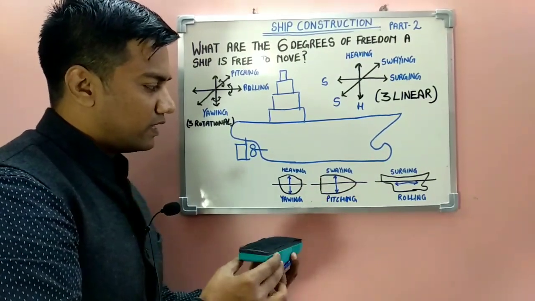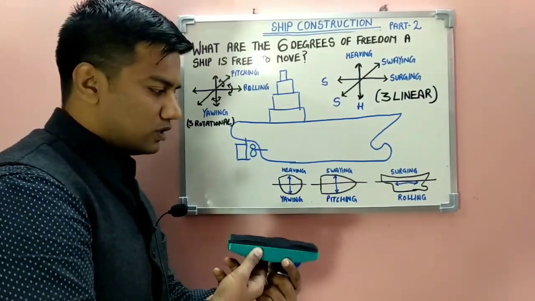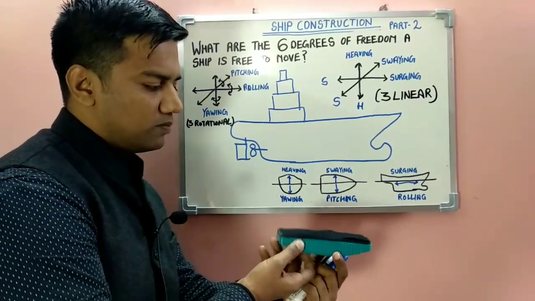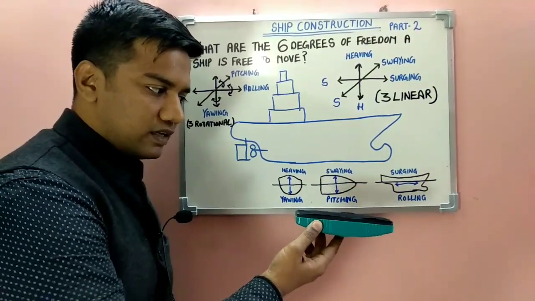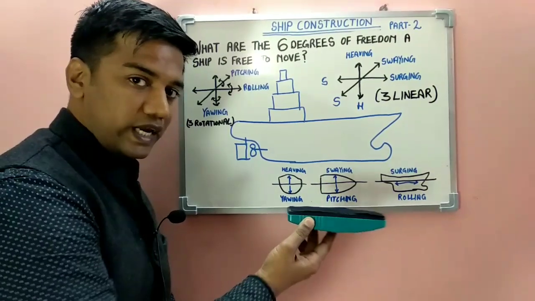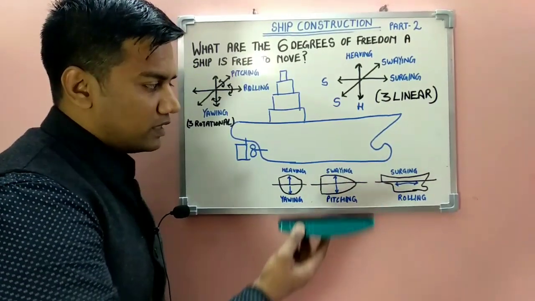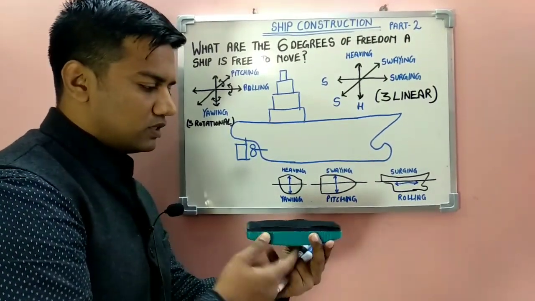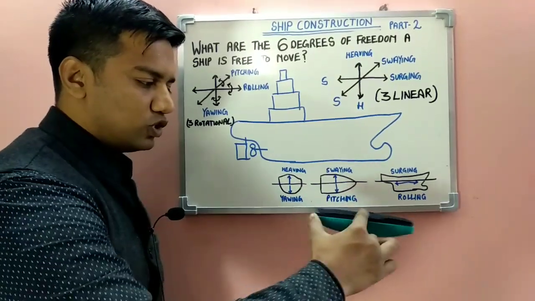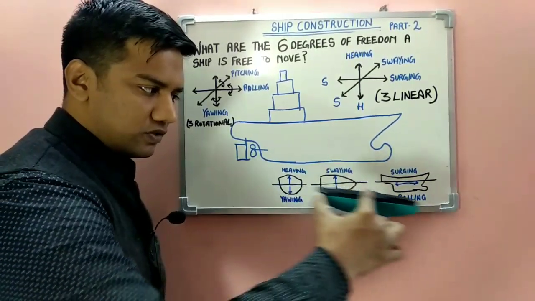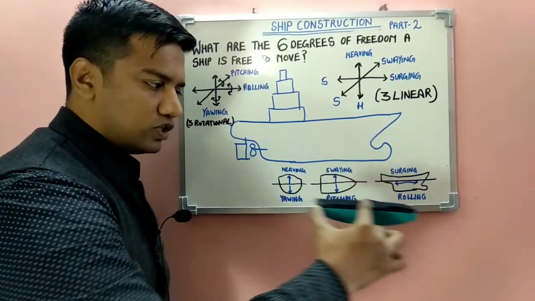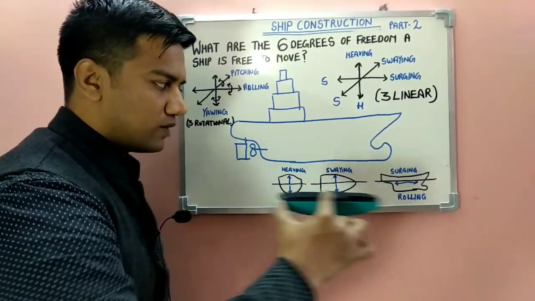Then comes your swaying motion. If this is the ship, the motion in the starboard and port side in the linear direction is called swaying. Then comes surging. Surging is also in the linear direction. The third motion is called surging, which is in this direction. This motion of the ship forward and back is called surging.